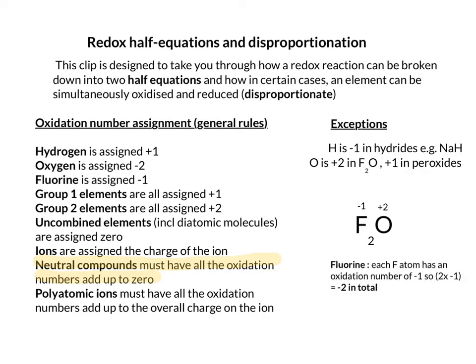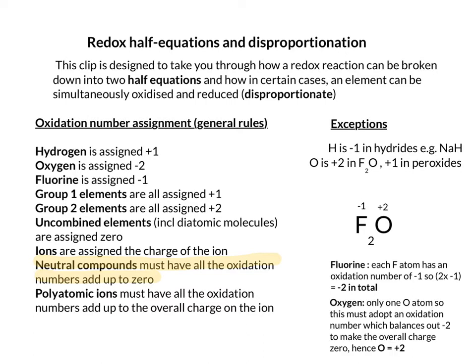So looking mathematically at it, each fluorine atom has an oxidation number of -1, so two lots of -1 gives you -2 in total. So in the case of oxygen, only one oxygen atom is present, so this must adopt an oxidation number which balances out the -2 to make the overall charge 0. Hence oxygen must be +2 in this case.